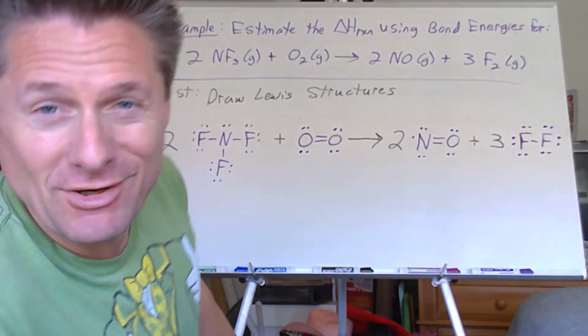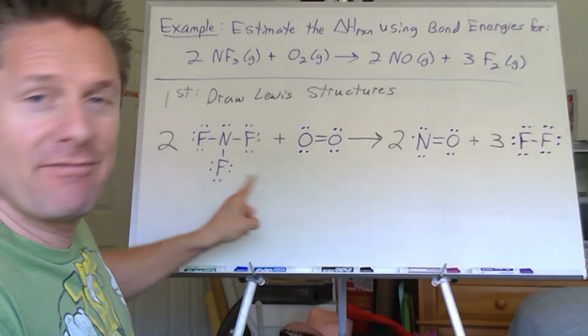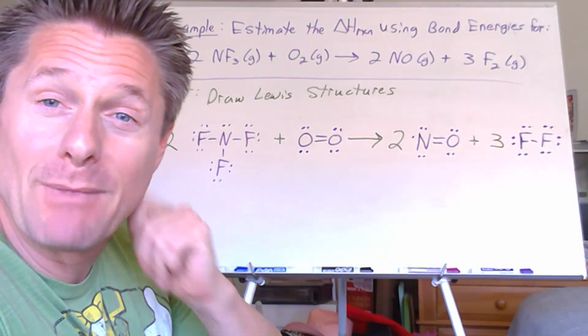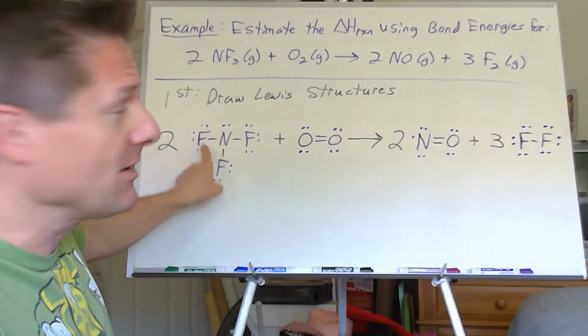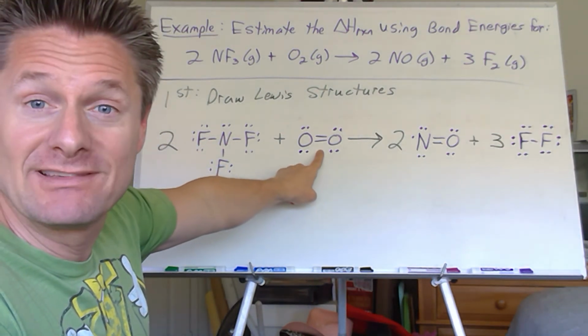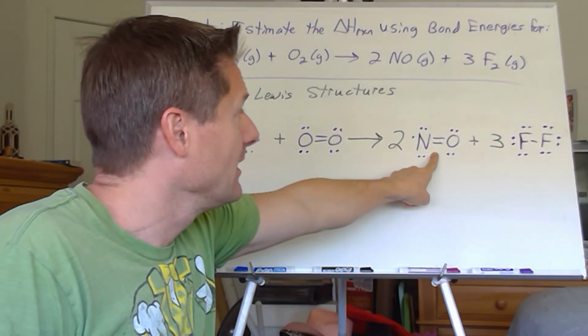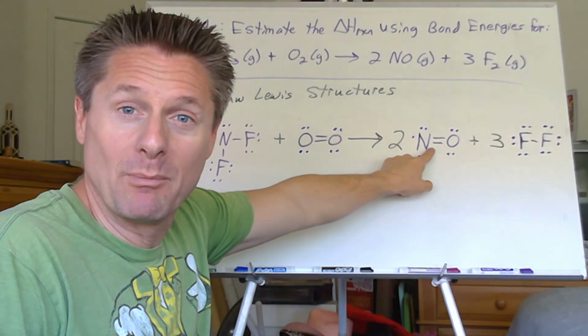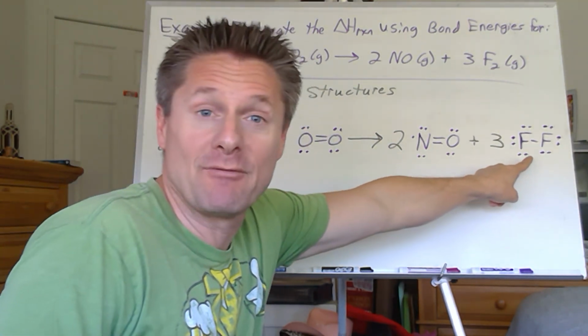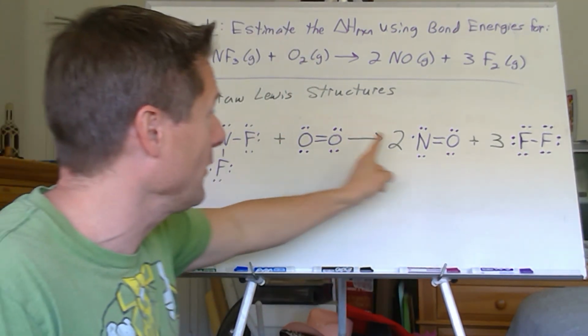This is what your Lewis structures look like. So NF3 probably got a 6n plus 2 minus valence electrons of 0. So we've got the single bonds there, and complete the octets. Oxygen's diatomic. The nitric oxide, you've got the free radical on the nitrogen there with the double bond. And then the diatomic fluorine. Remember, you've got 2 of those, 1 of those, 2 of those, and 3 of those.